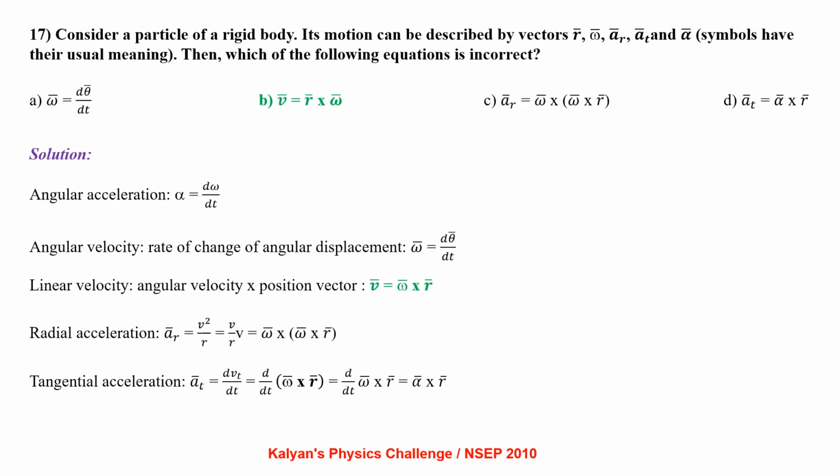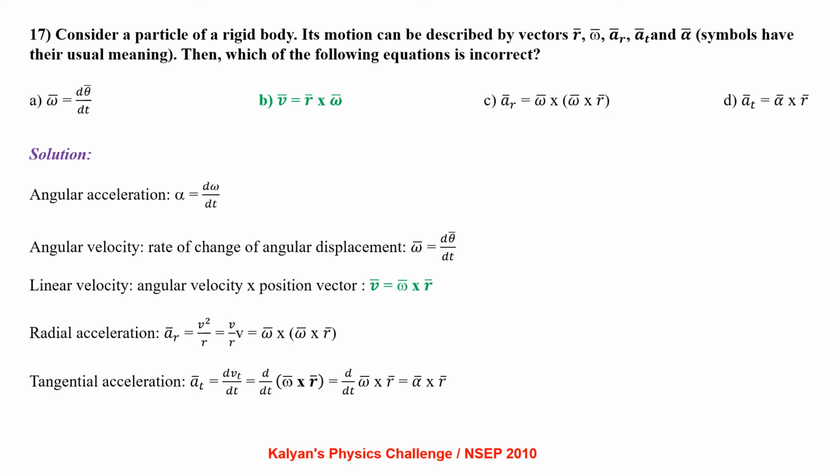Consider a particle of a rigid body. Its motion can be described by vectors r bar, omega bar, ar bar, at bar and alpha bar. The symbols have their usual meaning. Then which of the following equations is incorrect? Angular acceleration alpha equal to d omega by dt. Angular velocity, rate of change of angular displacement, omega bar equal to d theta bar by dt.